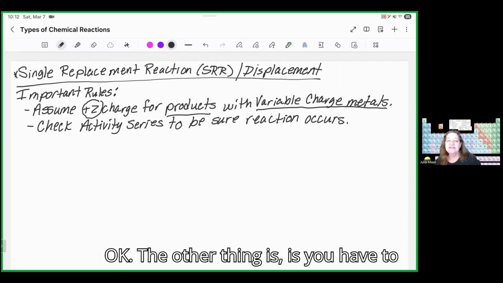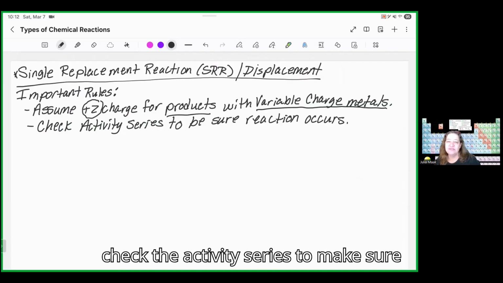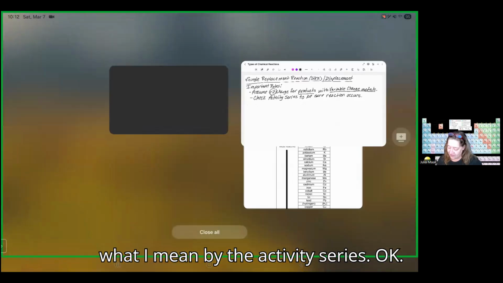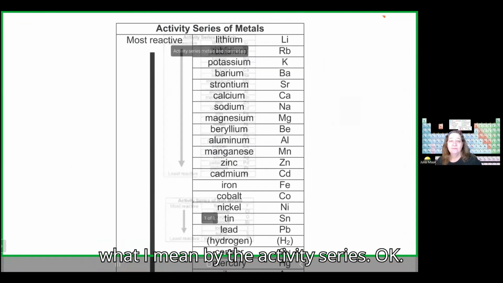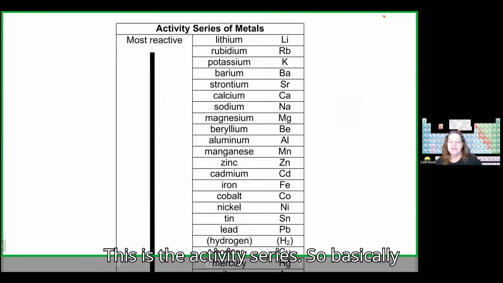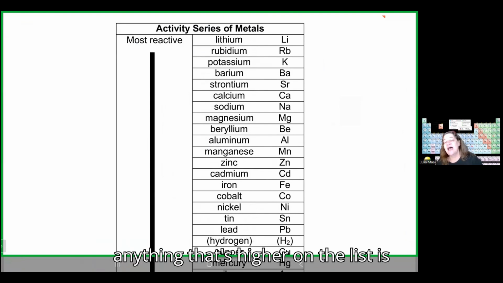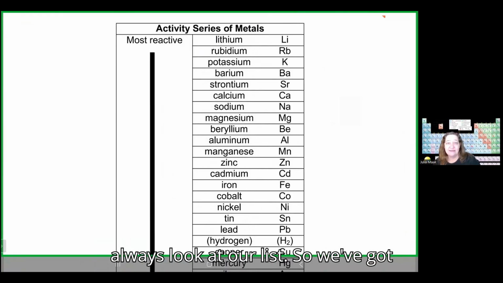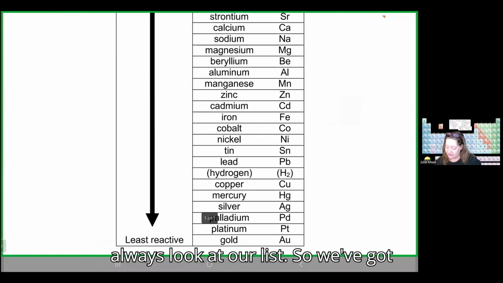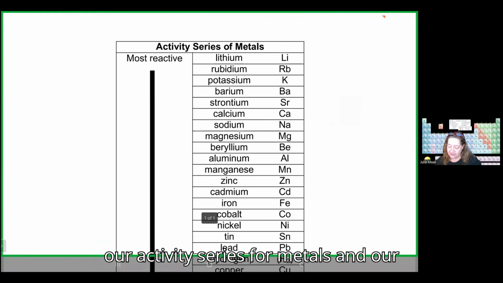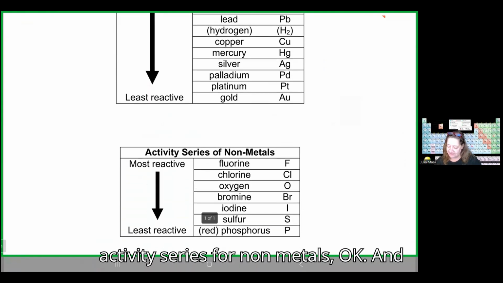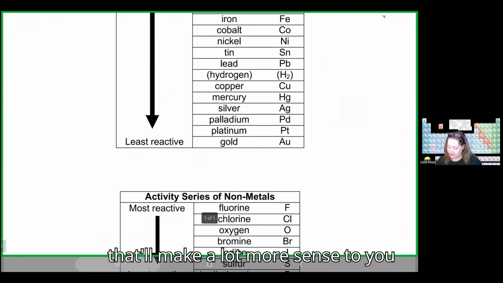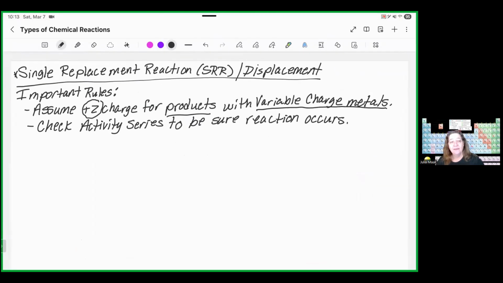The other thing is you have to check the activity series to make sure the reaction occurs. So let me show you what I mean by the activity series. This is the activity series. Basically anything that's higher on the list is stronger, more reactive. So we'll always look at our list. We've got our activity series for metals and our activity series for nonmetals, and that'll make a lot more sense to you in just a minute.